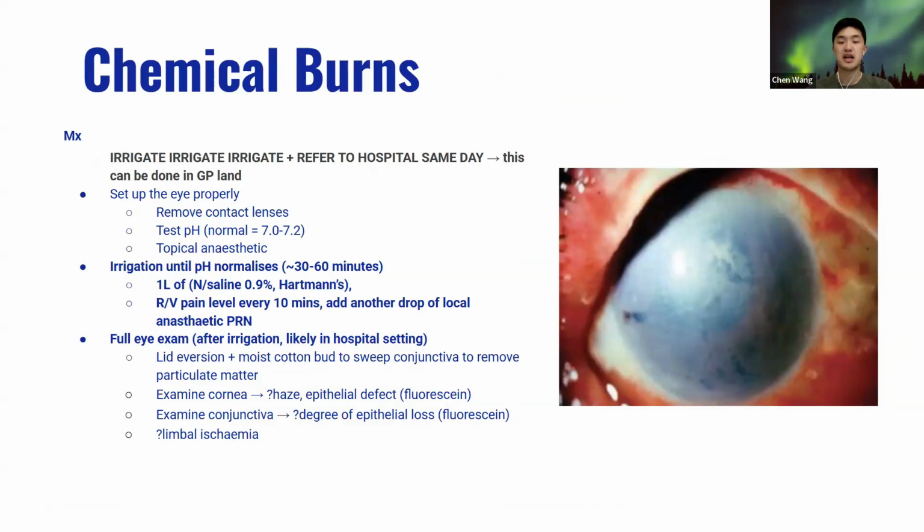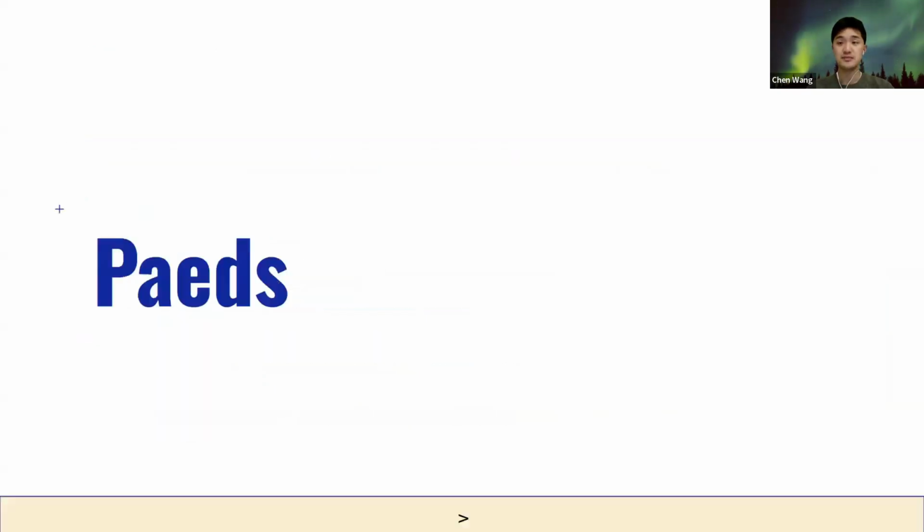After irrigation, or as you irrigate, you'll want to refer them to the ophthalmology team. And once they're in the hospital, you want to examine the eye. You want to evert their eyelid to see if there's any particular matter in the conjunctiva itself. You want to look at the cornea to see if there's any haze or epithelial defects. And have a look at the conjunctiva as well as whether there's any limbal ischemia.